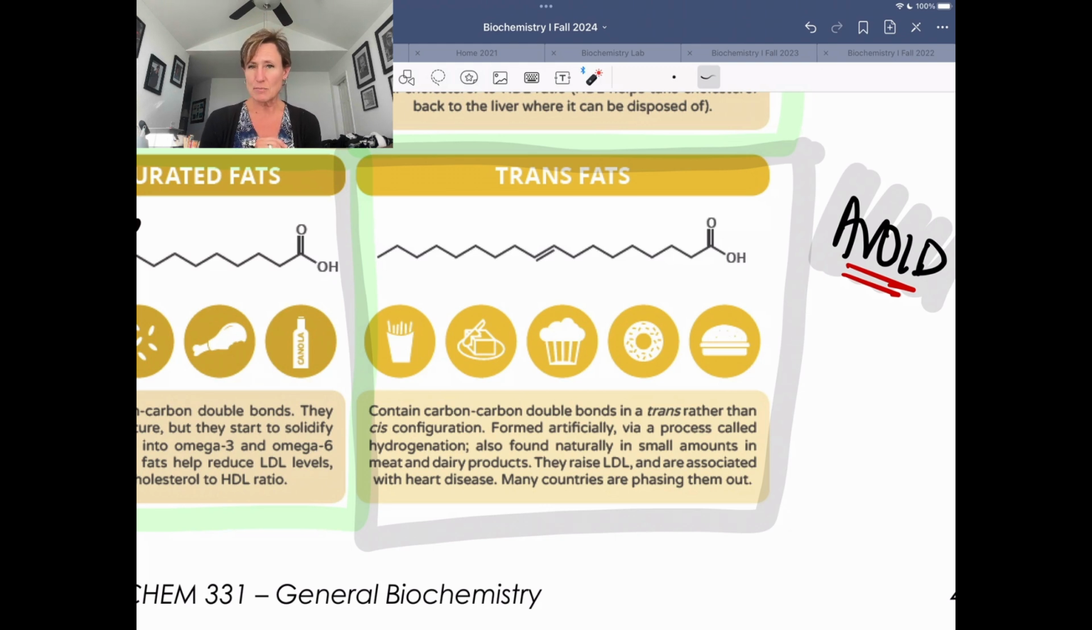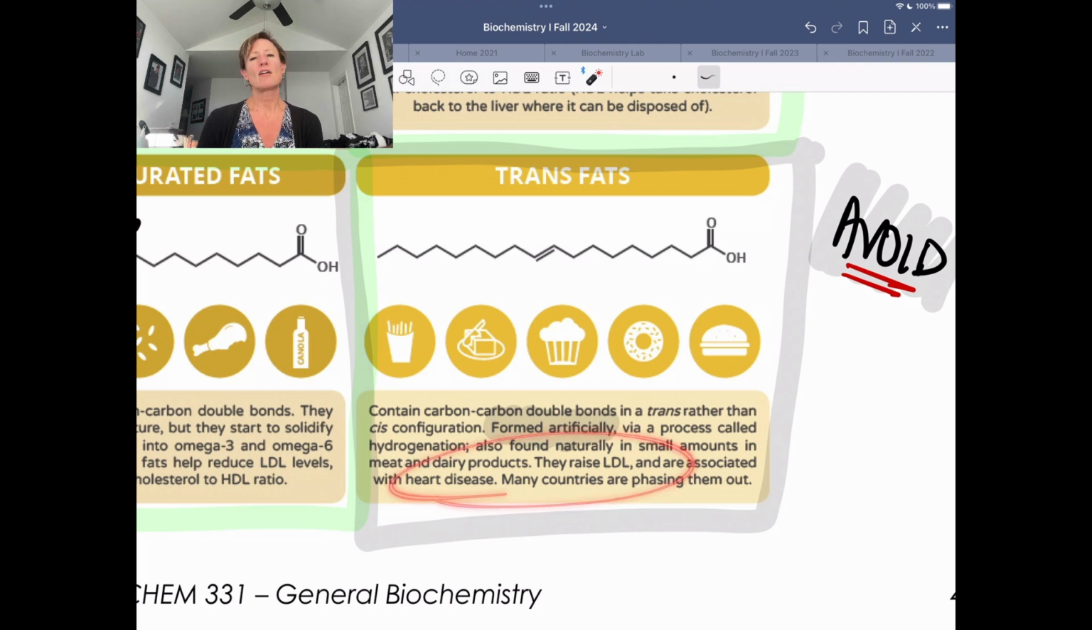Remember, we have a cis double bond in naturally occurring fats. Okay, generally these are formed artificially. That's kind of why we're trying to avoid these. The process that we'll talk about in just a minute is called hydrogenation. They do have some naturally occurring sources. Some meat and dairy products will have some trans fats, but very, very minimal amounts.